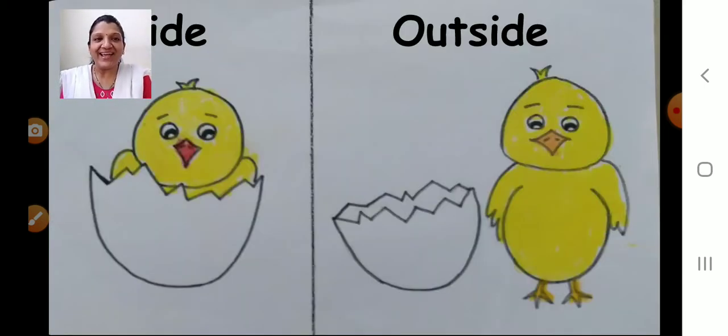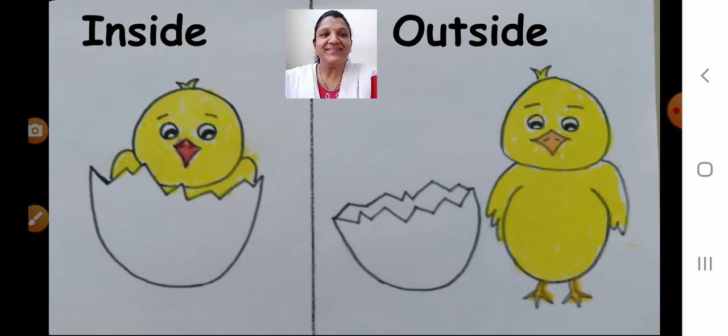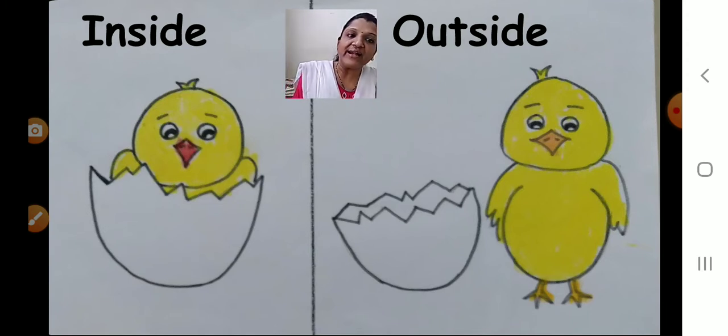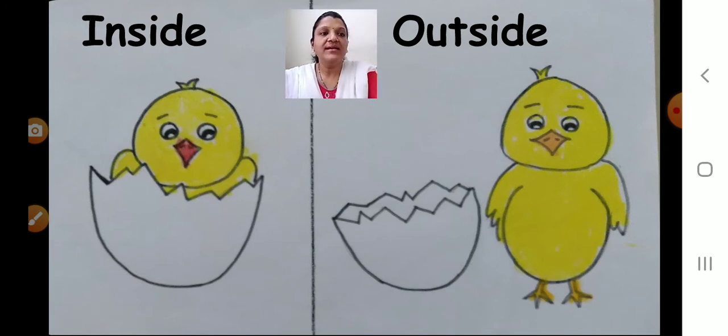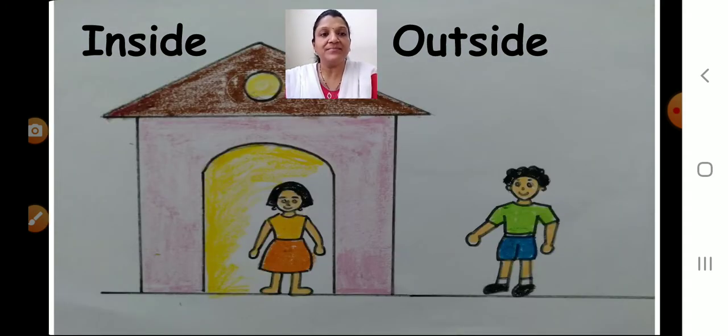Oh, look what it is. It's a chicken. In the left side, you see a chicken is inside an egg. And in the right side, you see that chicken has come outside the egg. So in the left side picture, chicken is inside the egg. And in the right side picture, it is outside the egg. Now let us see one more picture.